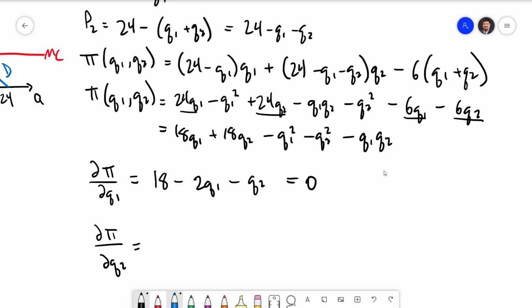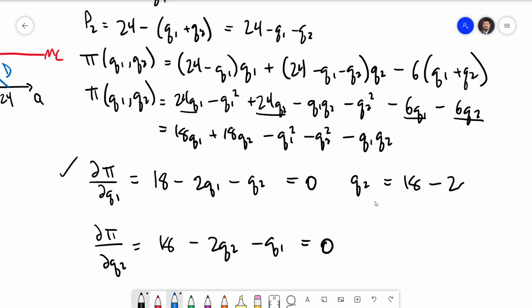Next, we do the opposite. This is completely symmetric, so this will be very similar to the first FOC. 18 minus 2q2 minus q1 equals 0. Now we have a system of equations with 2 equations and 2 unknowns, we're ready to solve. I'm going to take this first equation right here, and I'm going to solve it for q2 by adding q2 to both sides. That's going to give me q2 equals 18 minus 2q1.